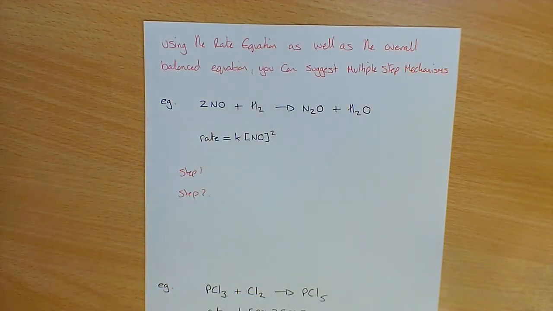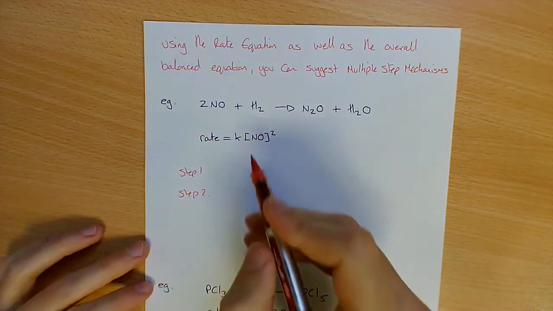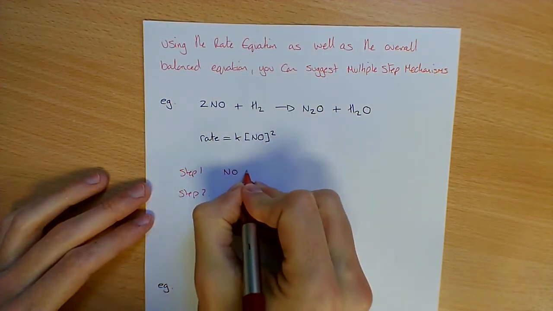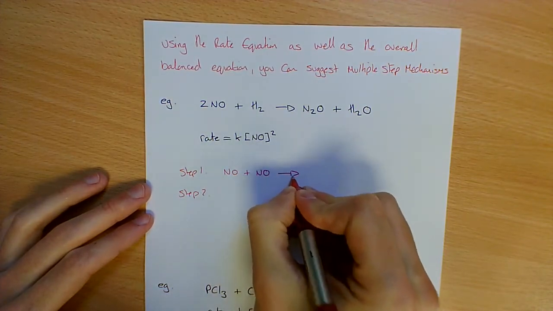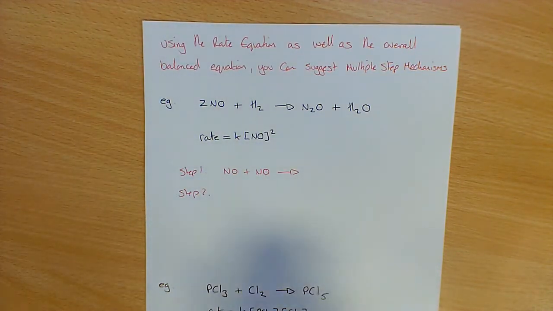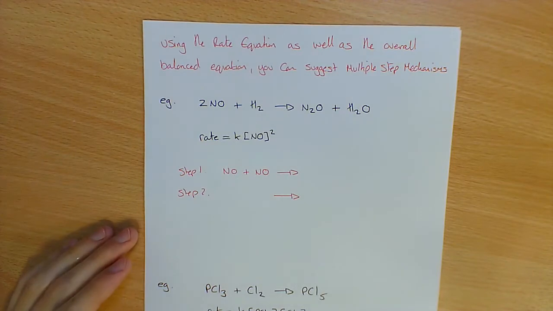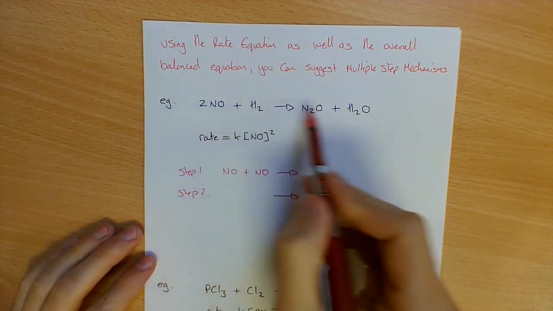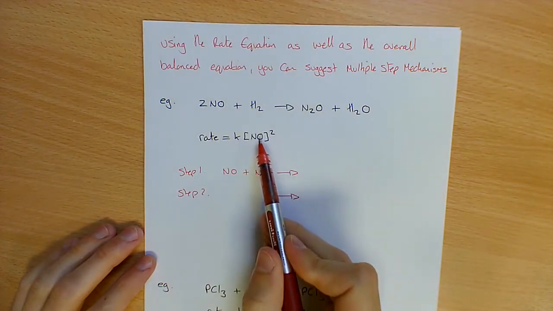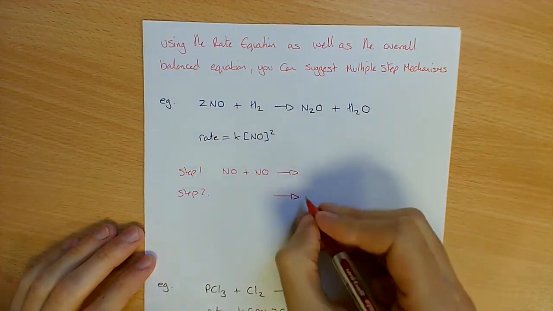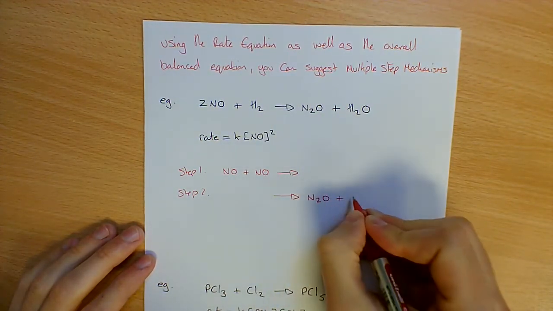So for step 1, I always make step 1 the slowest step. And you know the reactants for the slowest step because of the rate equation. The rate equation tells us that in the slowest step you have 2 particles of NO, which are going to form something. Now step 2, because we're only doing 2 steps, we know that by the end of step 2 we must have the products that have been told to us in the overall reaction. So using the rate equation you can get the first half of the first step, and using the products from the overall equation you can get the second half of the second step.